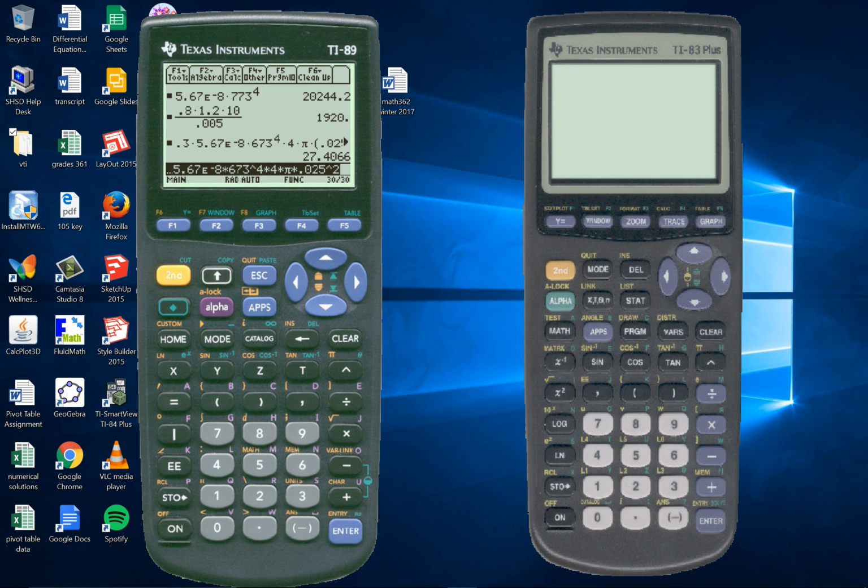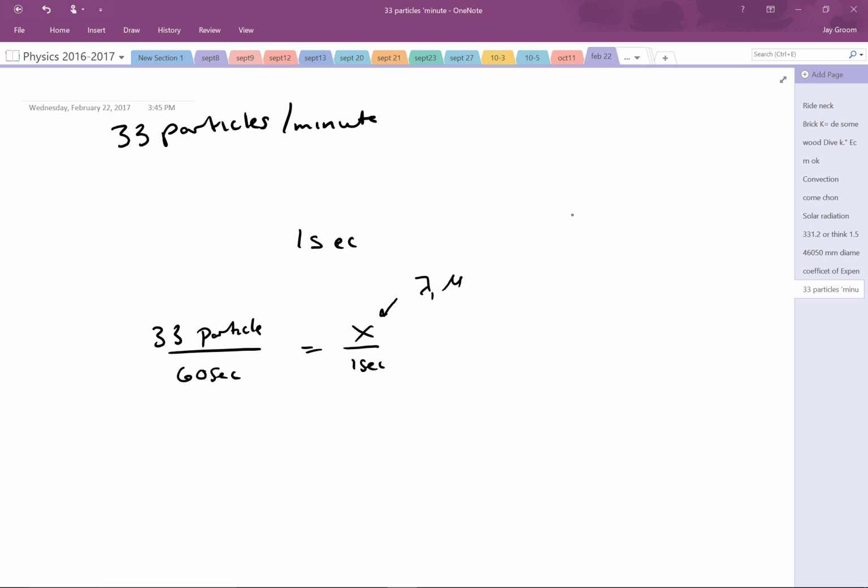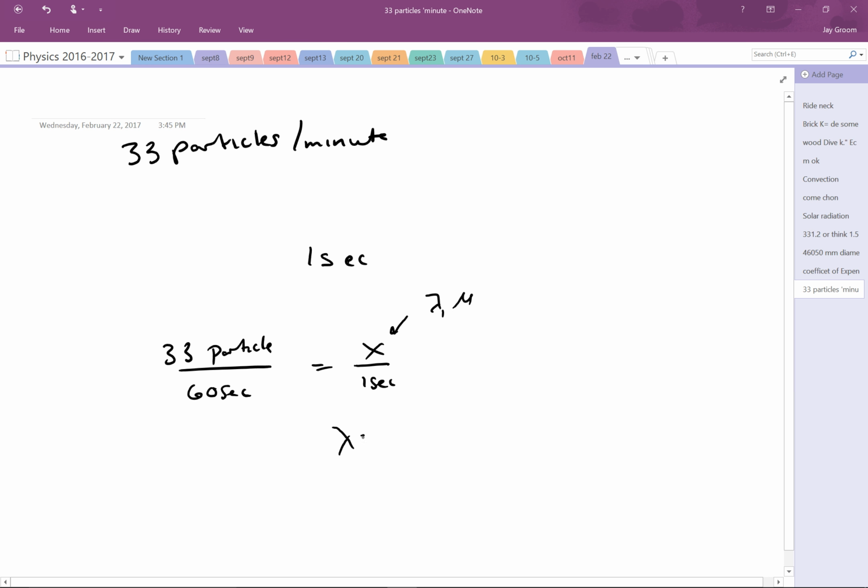Okay, so first things first. I want to cross multiply and divide, so it's 33 times 1 divided by 60, so 33 divided by 60 is what it really boils down to. So I'm expecting 0.55 particles per second. That's my lambda, my 0.55. That's what I'm expecting. So the question is asking what's the probability that I get 1 given that I'm expecting 0.55. You with me on this?